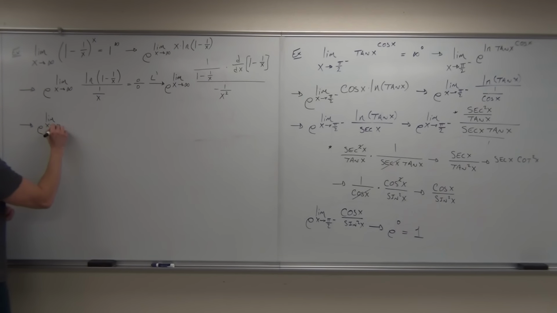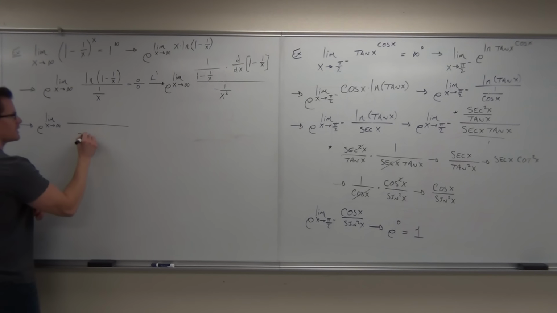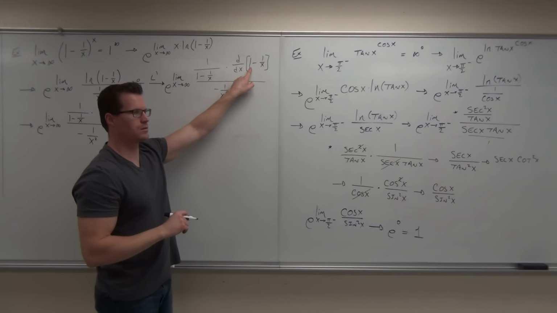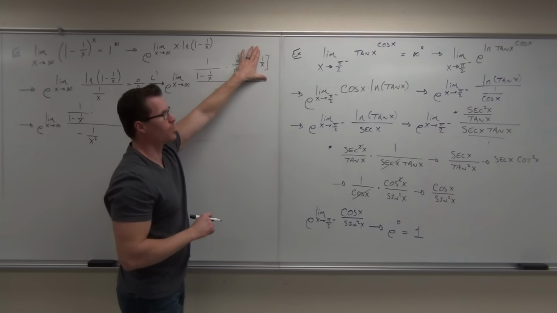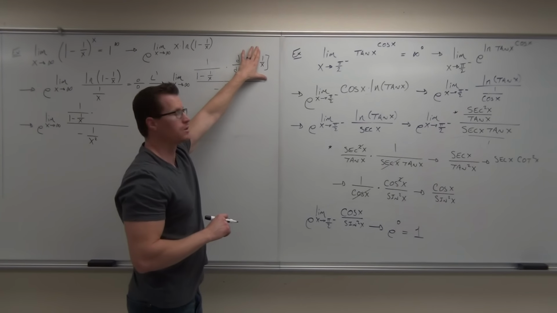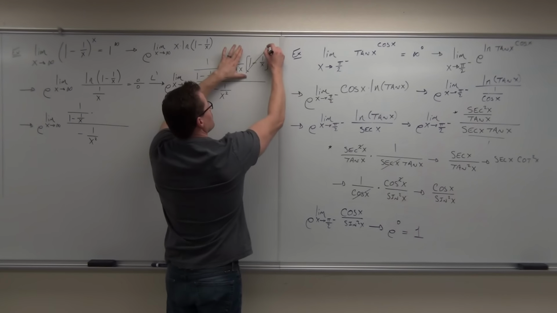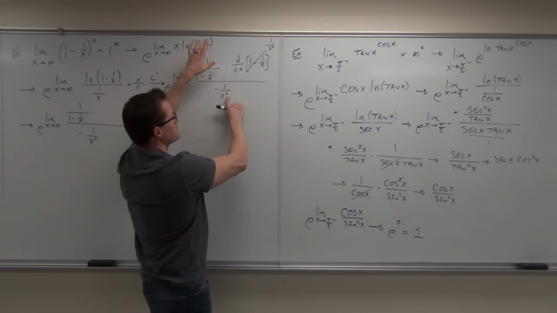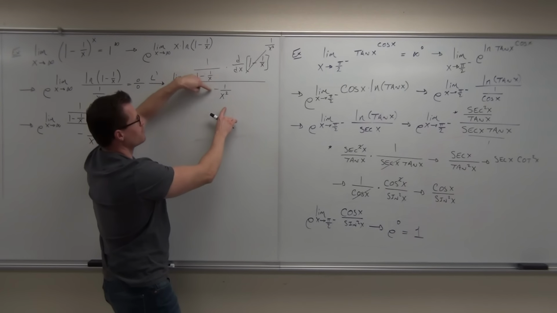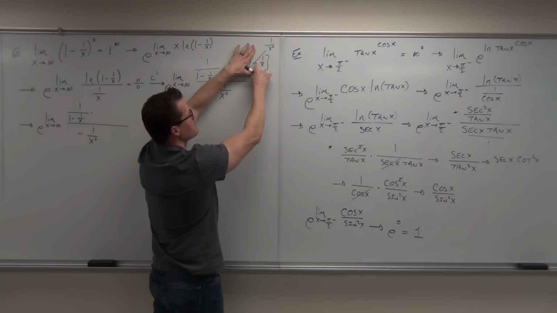Limit as x approaches infinity. We've got negative 1 over x squared. We've got 1 over 1 minus 1 over x. Times, what's the derivative of 1? 0. What's the derivative of 1 over x? So if I have minus a negative, that's going to become positive 1 over x squared, hopefully you understand why. The same reason this gives you negative 1 over x squared, we have minus a negative.